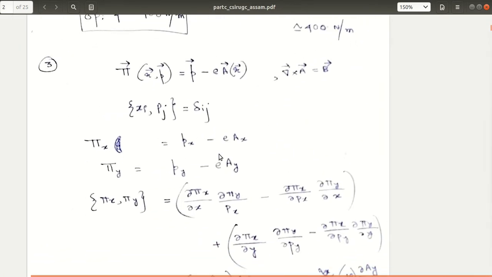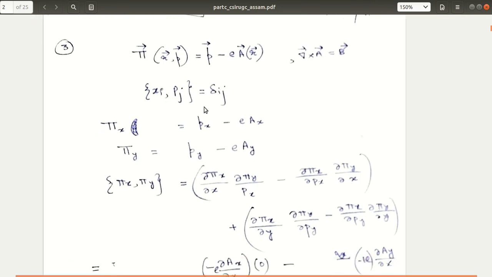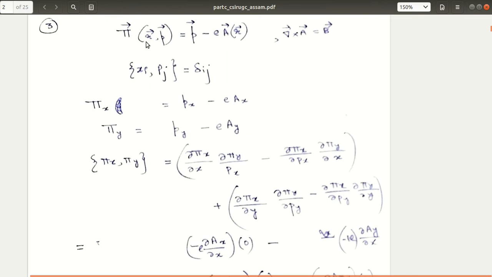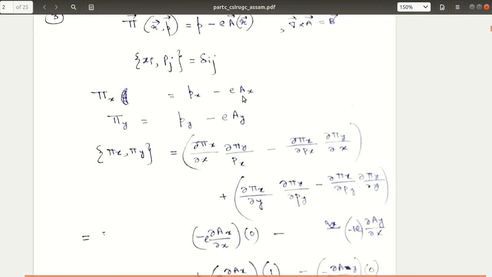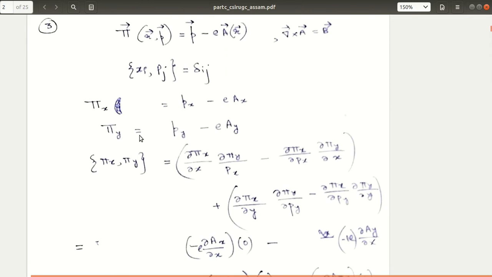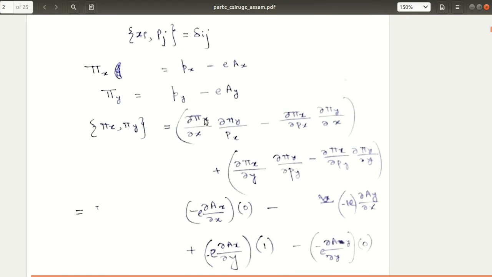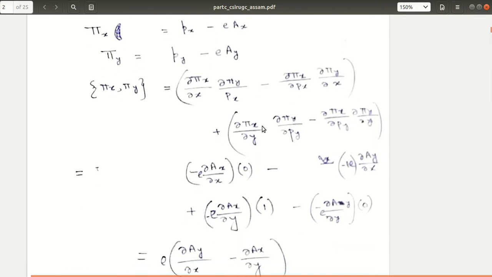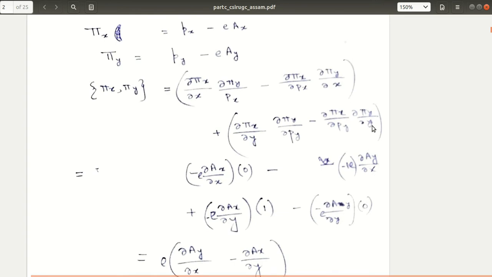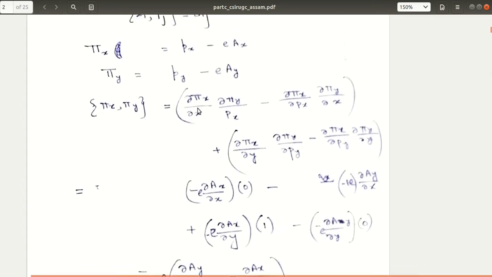So here pi(r, p) is basically p minus eA(r), and curl of A is basically B, and this relation is given: {xi, pj} is basically delta ij. So if you take the x component of this pi vector, which is px minus eAx, and pi_y will be py minus eAy. And now if we take this Poisson bracket, it will be del pi_x by del x, del pi_y by del px, minus del pi_x by del px, del pi_y by del x, plus del pi_x by del y, del pi_y by del py, minus del pi_x by del py, del pi_y by del y.